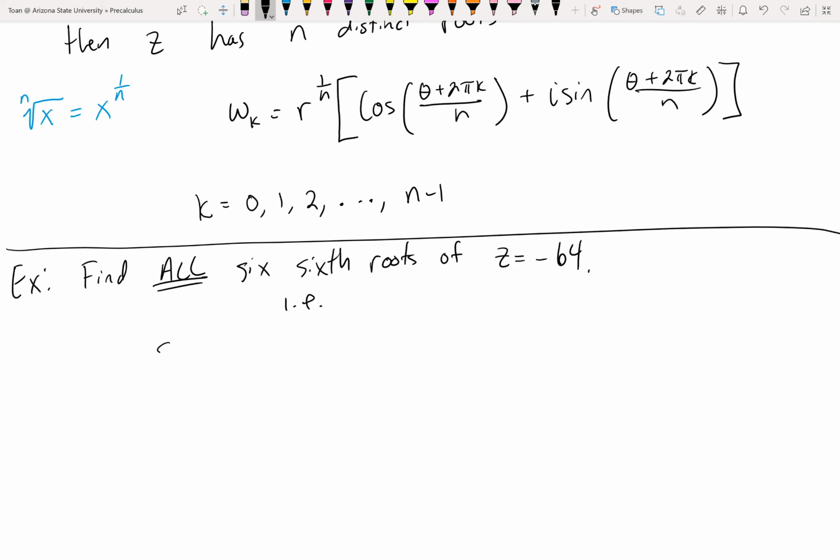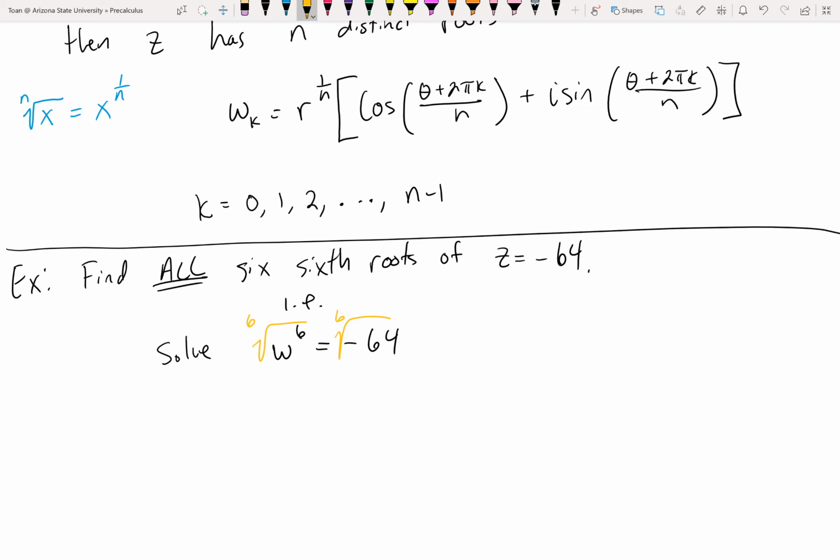In other words, solve, since the textbook uses w, I'll use w. Solve w to the 6th power equals negative 64. This set of instructions is analogous or equivalent to this set of instructions. So naturally what I want to do is find the sixth root of negative 64.